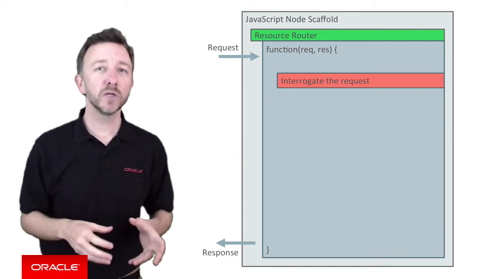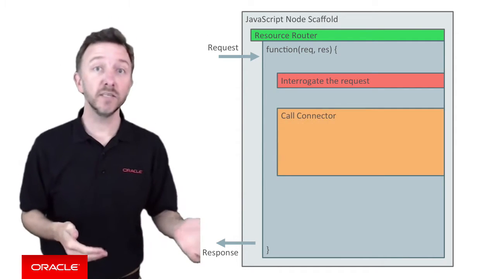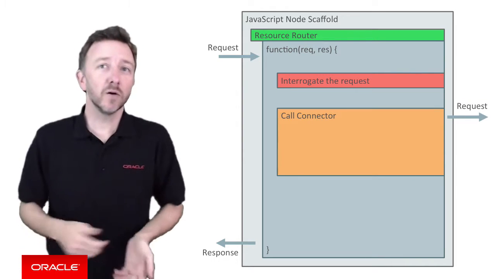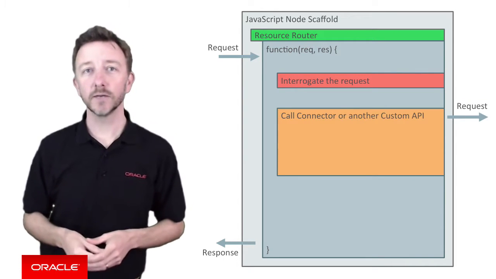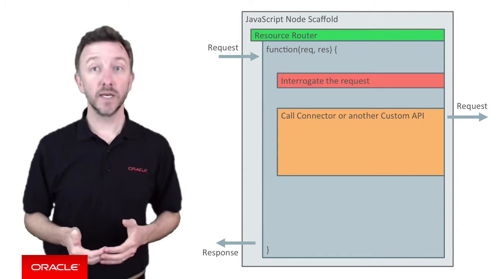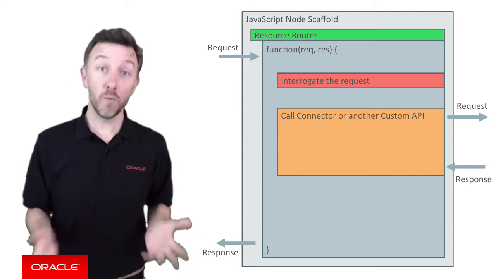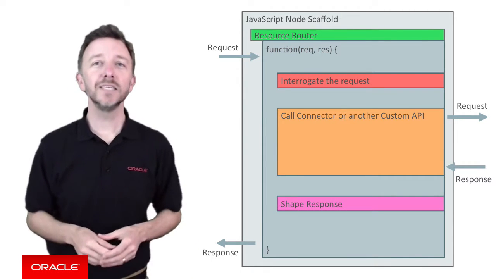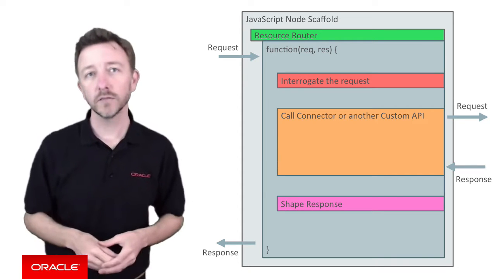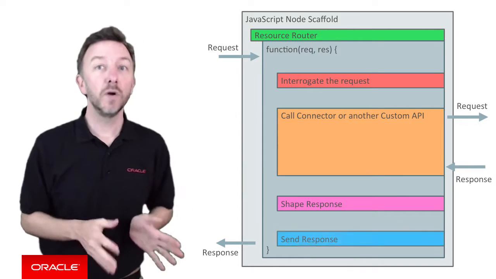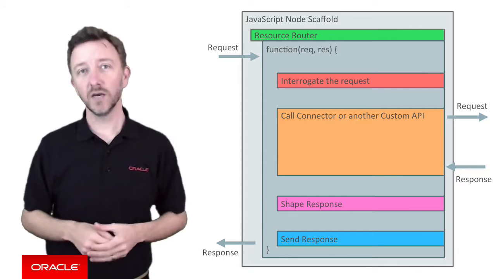Now from there, you'll possibly call an MCS connector to call a remote service, or potentially call another custom API to reuse its logic. Now given a response from the connector or a custom API, you may optionally shape the return result into something more suitable for the mobile client. And then finally, you'll send the response back to the mobile client itself.